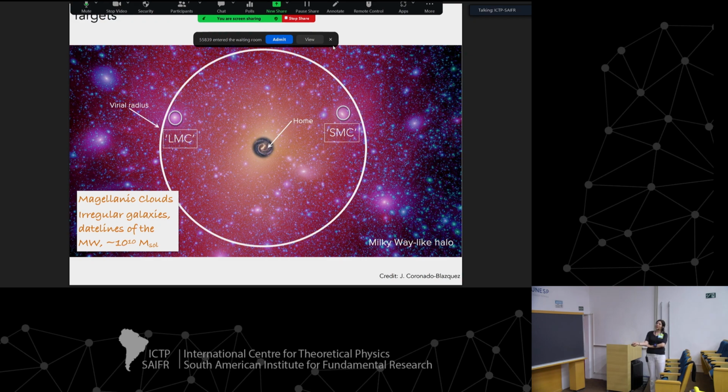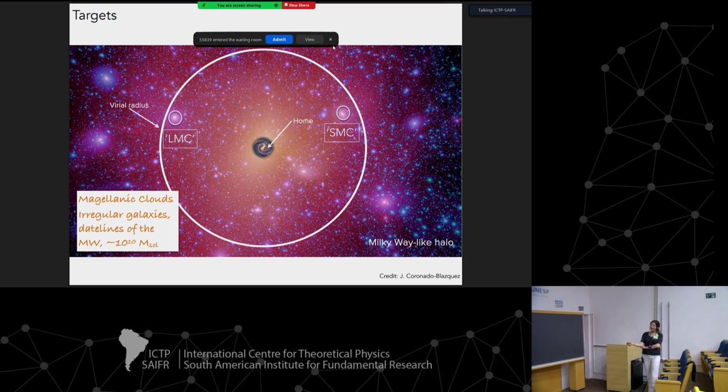Then there are the Magellanic Clouds. These are irregular galaxies in our local group. They're bigger, they're 10 to the 10 solar masses or so. And they have the bar. They have lots of stars. We know very well where they are. So we could look.